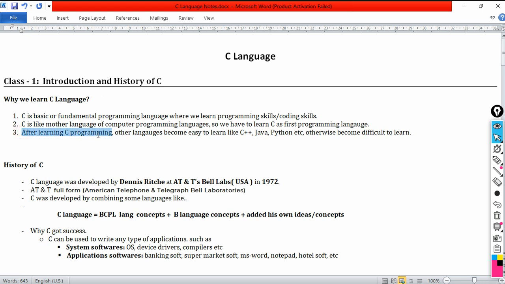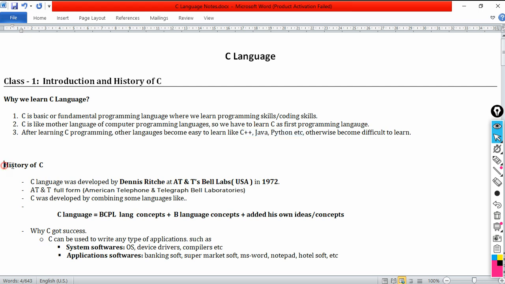After learning C programming, other languages become easy to learn, like C++, Java, and Python. Otherwise they become difficult. So in order to learn other languages in the future, we have to have knowledge of C programming. Based upon this particular C programming only, in the future you will understand C++, Java, Python, etc. If you do not have knowledge of C programming, then these languages become difficult to learn.